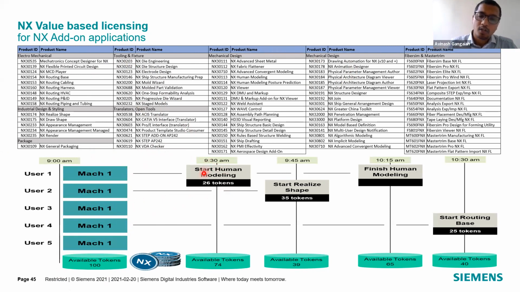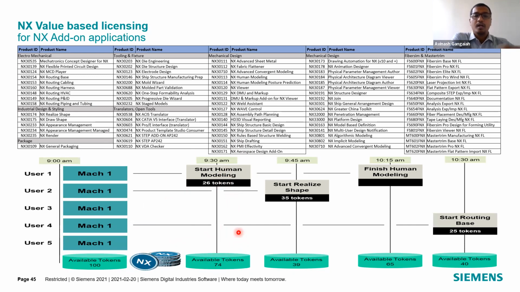So when he launches that license, you don't have to buy a particular module. Instead of buying a specific human modeling module, it just consumes 26 tokens. Okay, so every module will have a certain set of tokens. Human modeling will consume 26 tokens. So out of 100, you are left with 74.